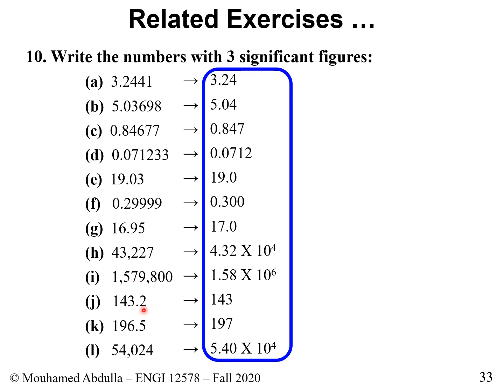This one here with 3 significant digits, this would be dropped. So the answer would be 143. This one here with 3 significant digits, the 5 would round this one up. So it becomes 197. This one here with 3 significant digits, again, it's a large number. Bring it down to scientific notation. So we get 5.4024 times 10 to the 4. Then this is less than 5, doesn't make a difference. This is less than 5, doesn't make a difference. This is just a 0, so the answer should be 5.40 times 10 to the 4.